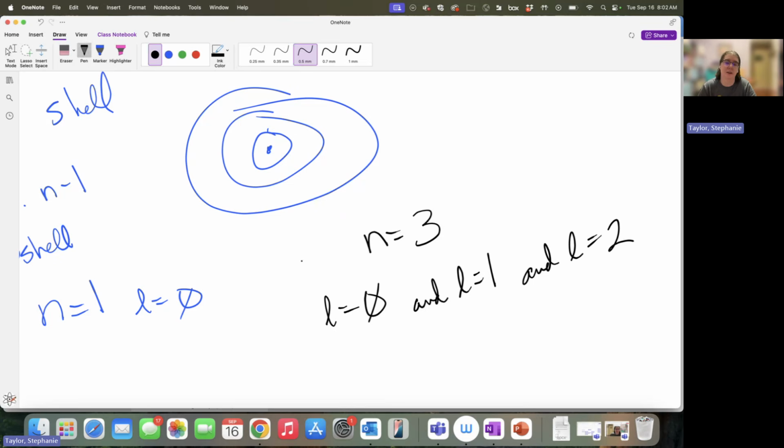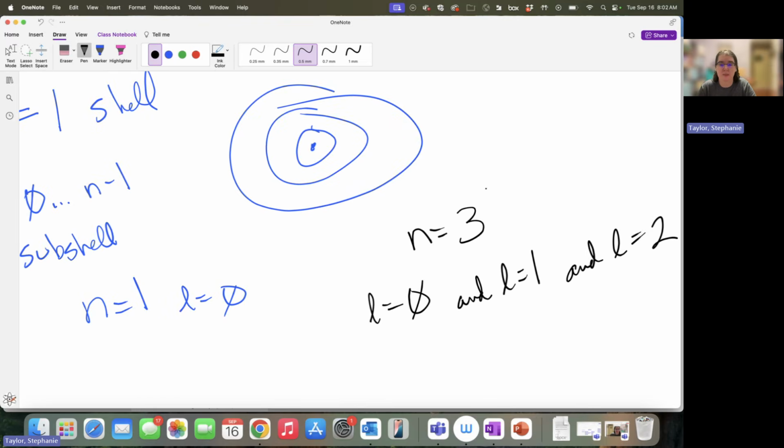So the n equals 3 shell has 3 subshells, and all of those exist. Whether or not there are electrons in all of them is another story. But once you have the n equals 3 shell, you have 3 different subshells: L equals 0, L equals 1, and L equals 2. And they all exist. Whether or not they're all filled with electrons is different, but they all exist.